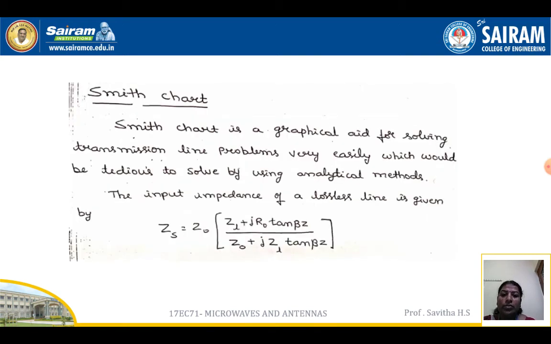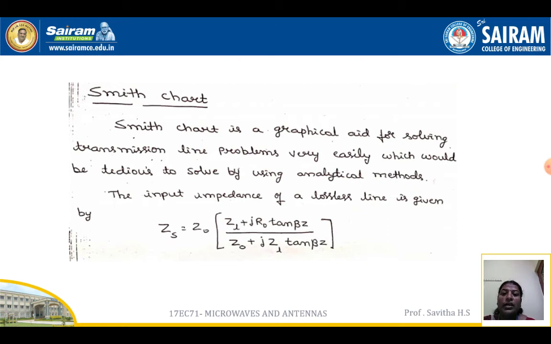So with using those equations, we next come to the topic Smith chart. This is a Smith chart. This is a graphical aid. We can draw the Smith chart problems using a Smith chart. It is a graphical aid for solving transmission line problems. Only transmission line problems we can solve using a Smith chart.